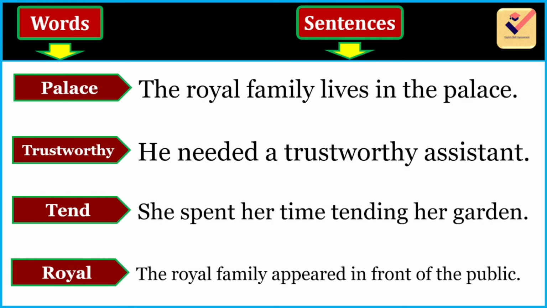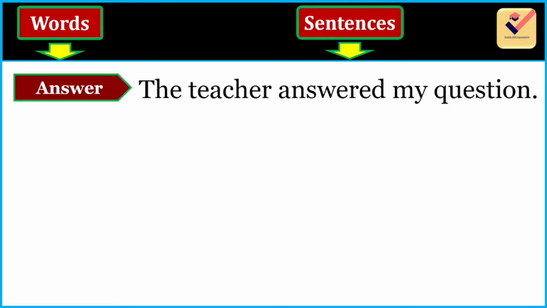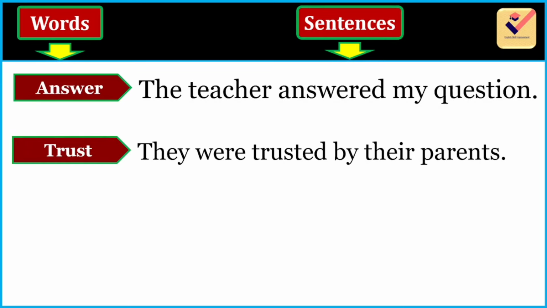Royal. The royal family appeared in front of the public. Answer. The teacher answered my question. Trust. They were trusted by their parents.